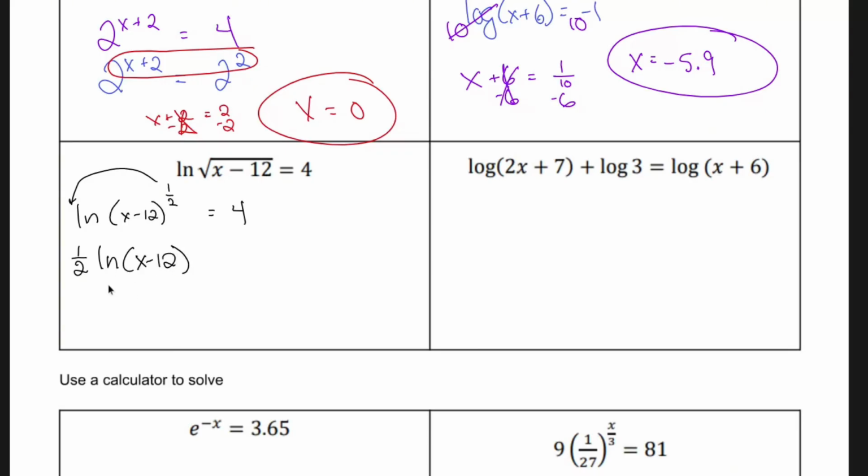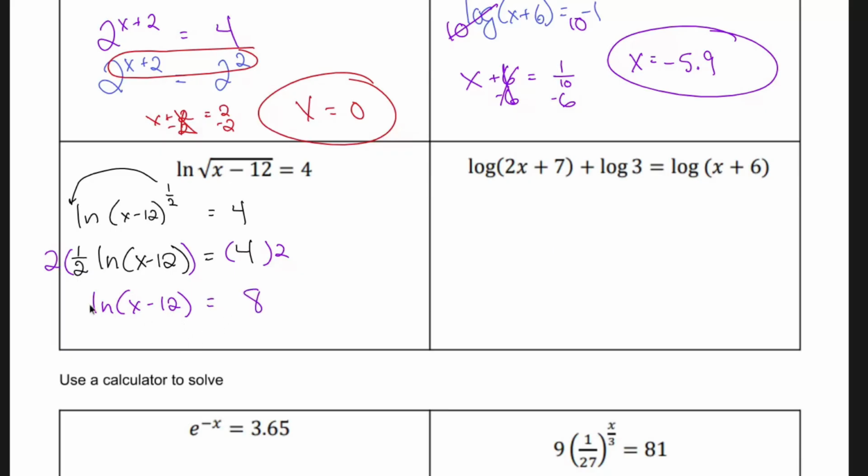Now, if you're like, why don't you just square both sides? I can't, because that 1/2 still technically lives inside the ln, just like the square root did. So it's not as simple as that. You have to bring that 1/2 out front. So that's going to equal 4. Multiply both sides by 2, and you get ln of x minus 12 equals 8.